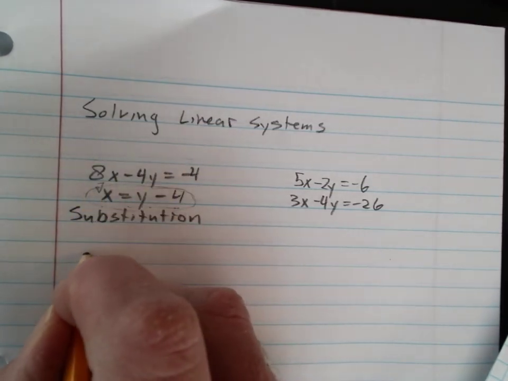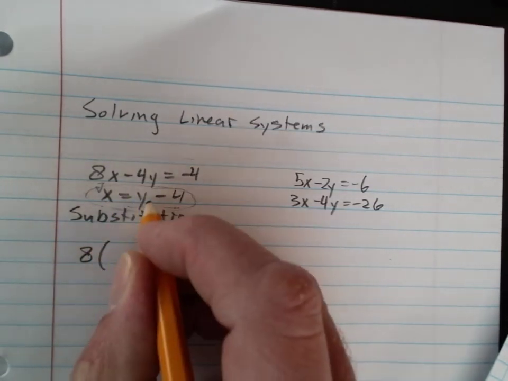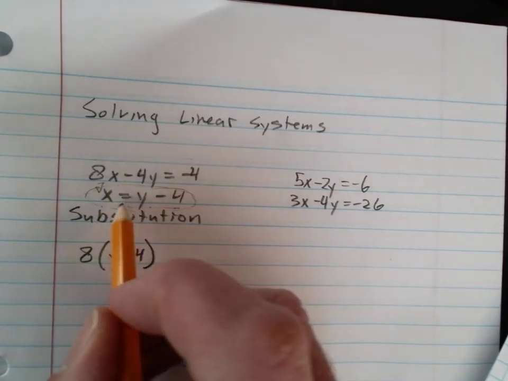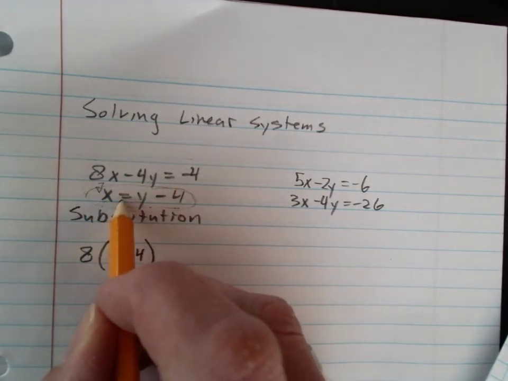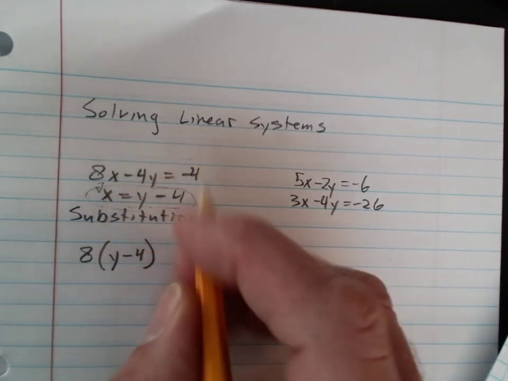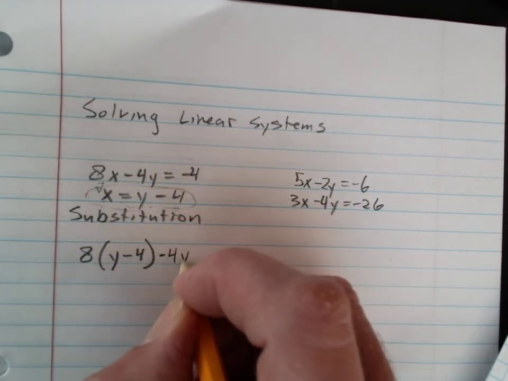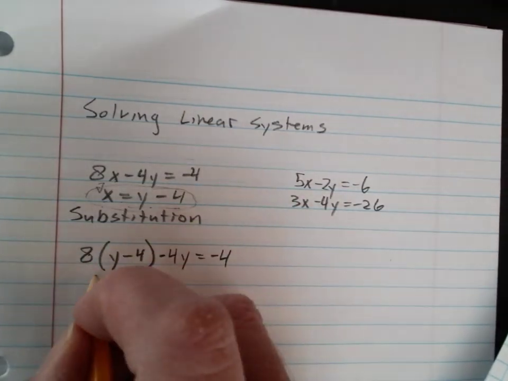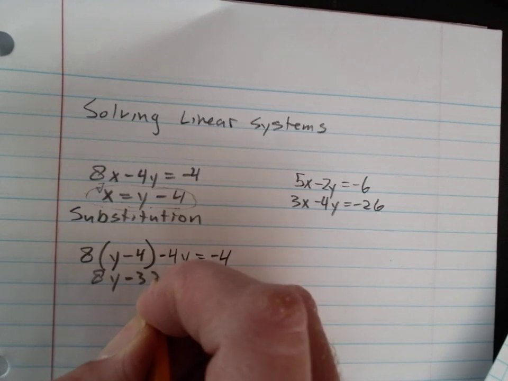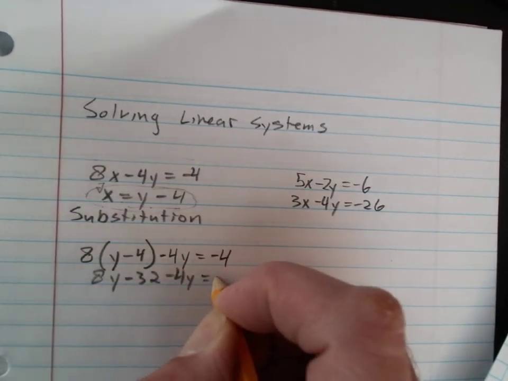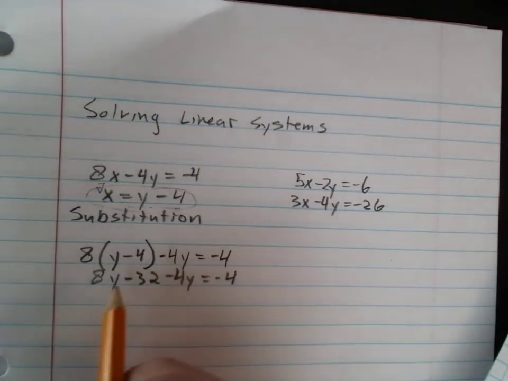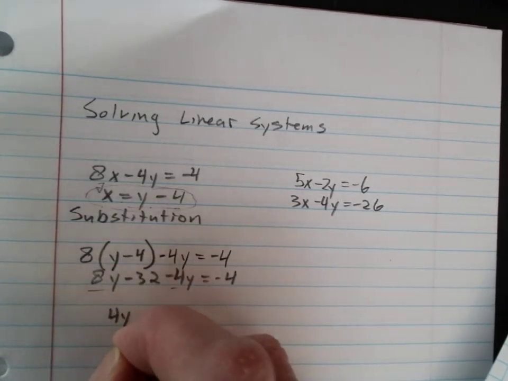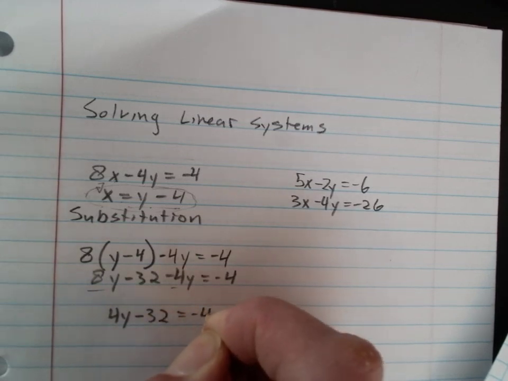So if we plug that in, you get 8, and instead of x, you're going to put y minus 4, right? Because we've already been given the information that x equals y minus 4, so that's going to go in there. Then we continue to write the original equation as such. From there, the distributive property gives us 8y minus 32 minus 4y equals negative 4. I can combine these terms so that I get 4y minus 32 equals negative 4.